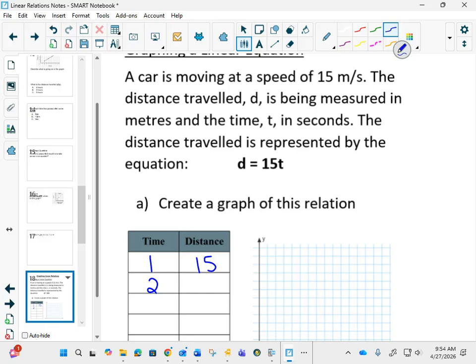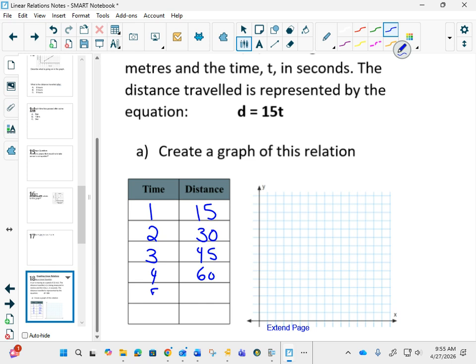It is 30. Right? Because every second it goes 15 more. So 3 would be 45. 4 would be 60. How many spaces? Oh, we got 2 more. 5 would be 75. And 6 would be 90.